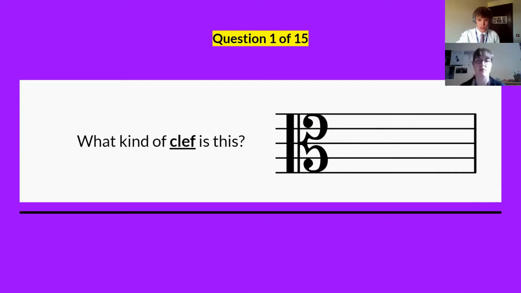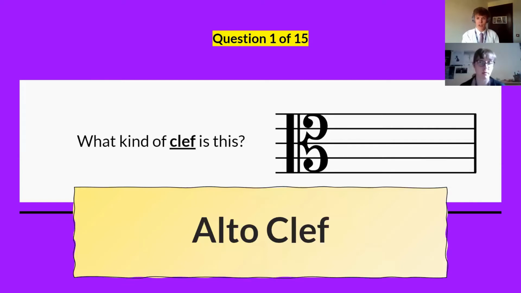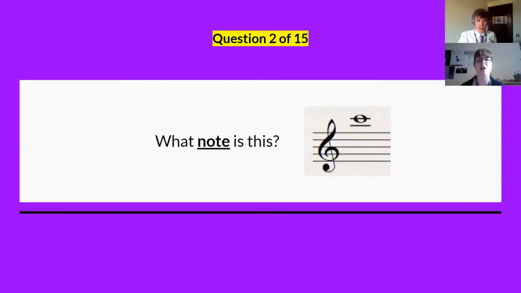It is, of course, the alto clef. The alto C clef, if you're being really specific, because the tenor clef looks very similar, but is in just a slightly different place on the stave. Good. Question number 2, what note is this?